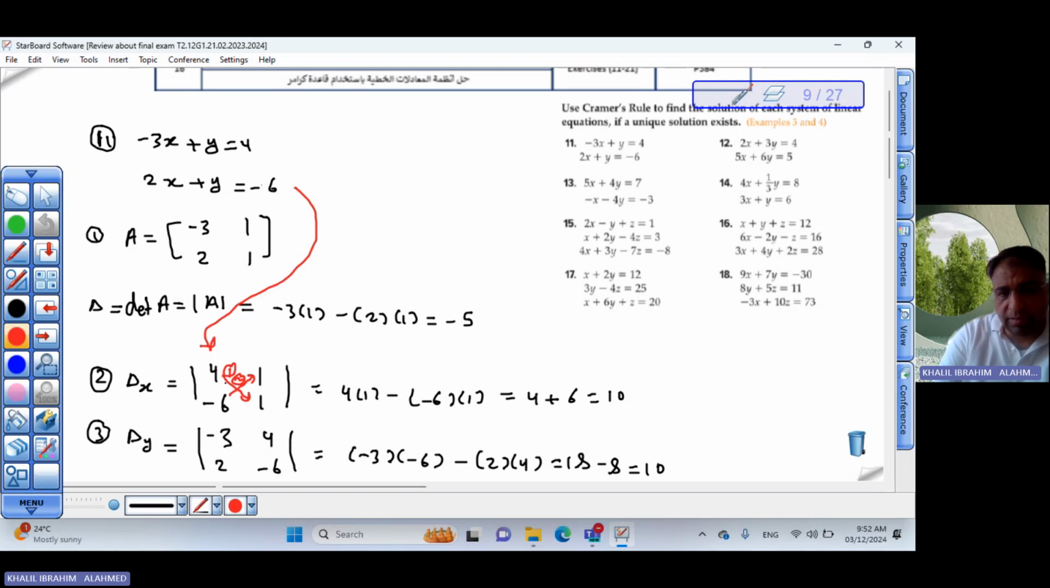Then in the same way, 4 times 1 minus negative 6 times 1, this equals 4 plus 6, because negative times negative is positive. This equals 10. Okay, good.